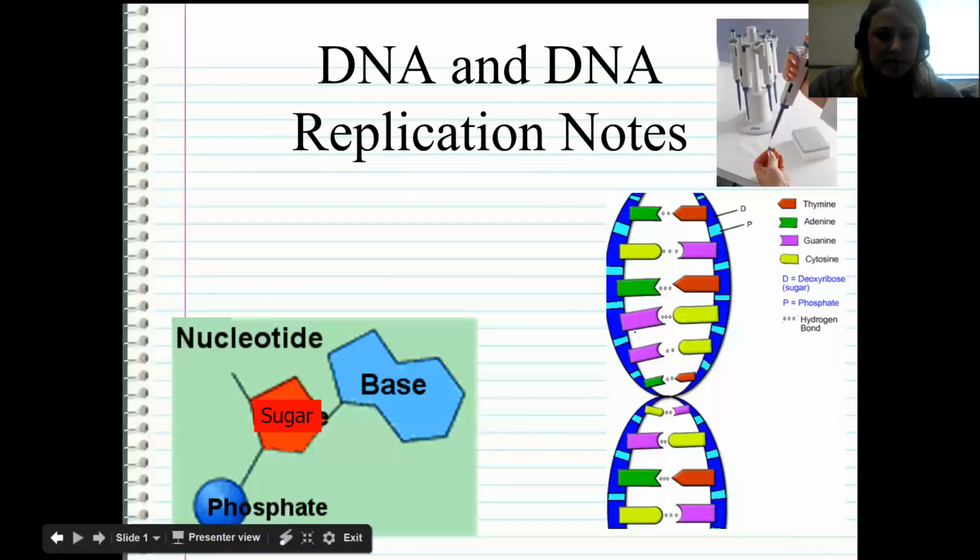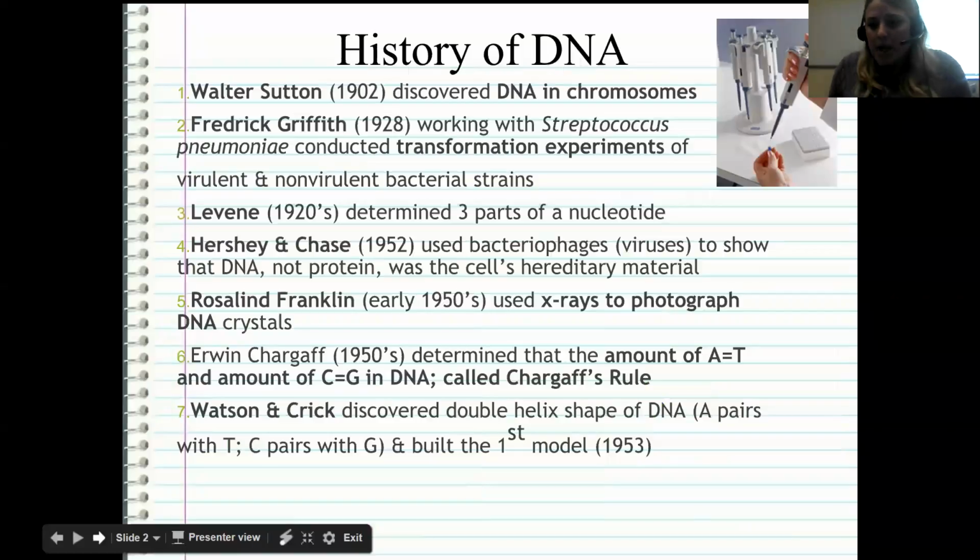So the history of DNA. There's a lot of different players that are involved in the discovery of DNA, whether it's actual DNA or the structure of DNA. I'm just going to briefly go through these. In 1902, Walter Sutton discovered DNA in chromosomes. Frederick Griffith, 1928, worked with Streptococcus pneumonia and conducted transformation experiments. This is really important because it designated what is hereditary material.